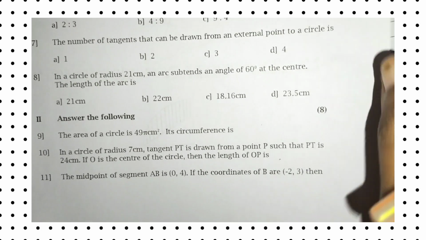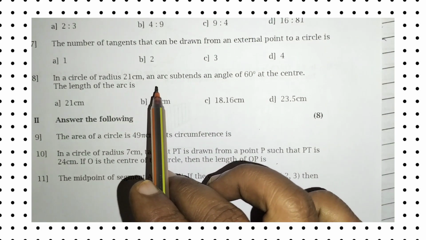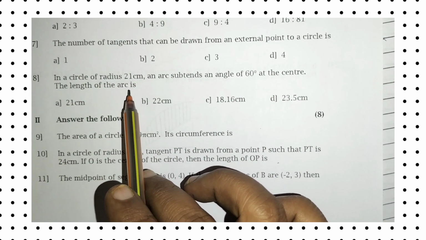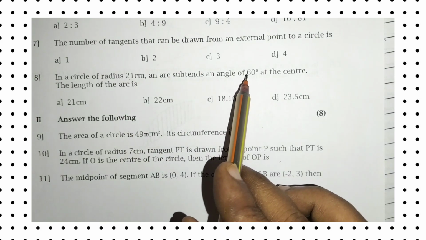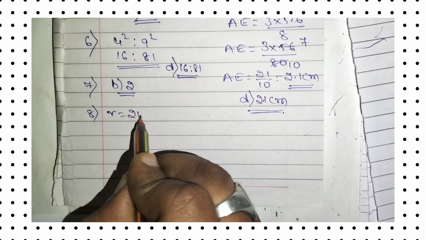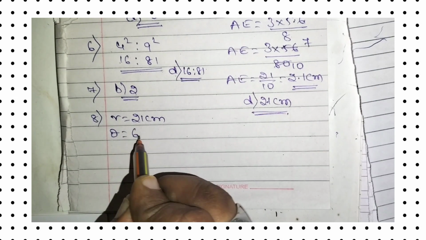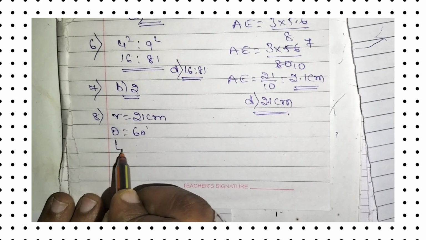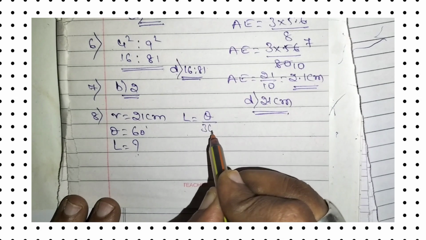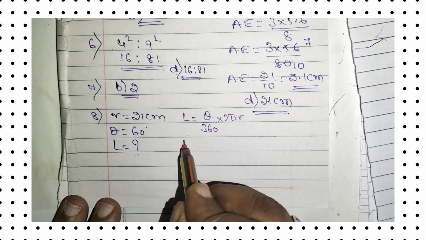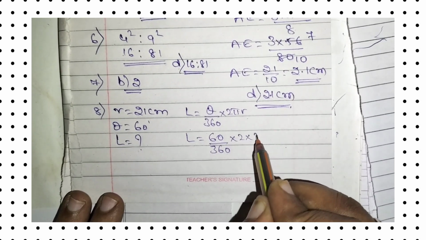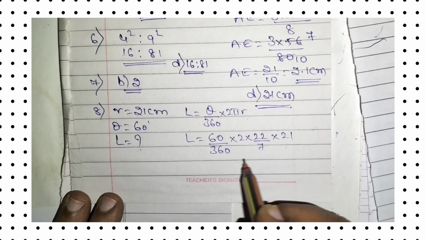So let us see what question number 8 is. In a circle of radius 21 cm, an arc subtends an angle 60 degree at the center, then the length of the arc. The length of the arc is asked, radius and theta are given. So the radius is R is equal to 21 centimeter, theta is equal to 60 degree, length of the arc is equal to question mark. So length of an arc is L is equal to theta by 360 into 2 pi r. So L is equal to 60 by 360 into 2 into 22 by 7 into radius, which is 21.